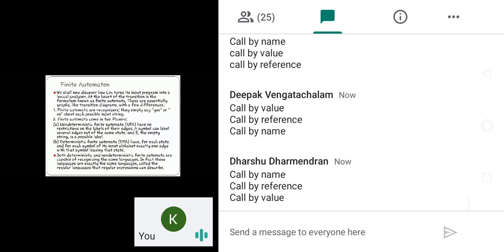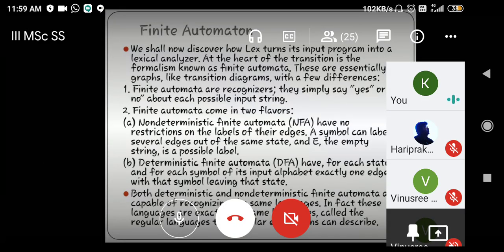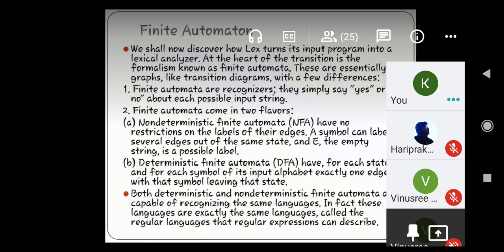The answer is the first one, which is called by value, and then called by reference, and then called by name. So these are the exact answers that you have given. Very good, my dear students. And then the third question.